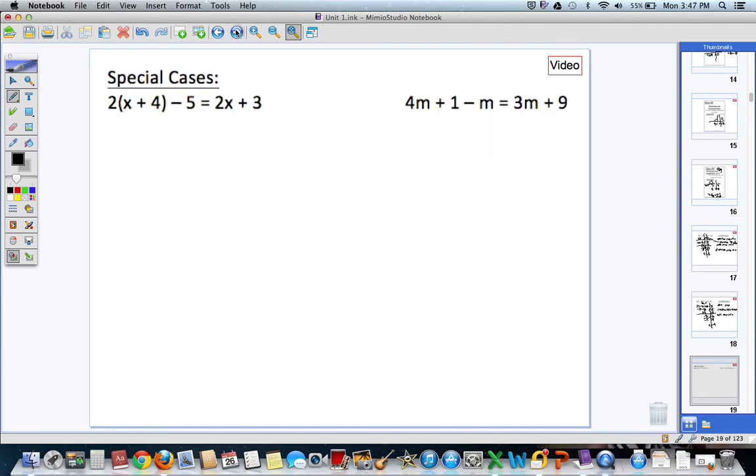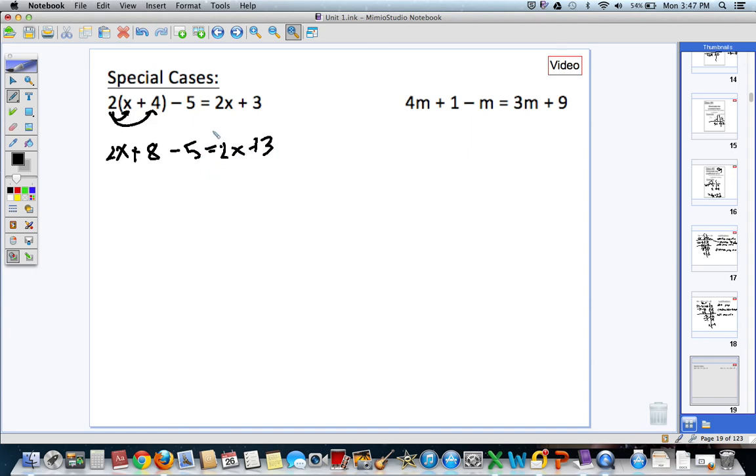Okay, here are our special cases. So we're not going to write our justifications, we're just going to solve these out. So my first thing I'm going to do is my parentheses, so I distribute 2 times x, 2 times 4. 2 times x is 2x, 2 times 4 is an 8. I still have minus 5.